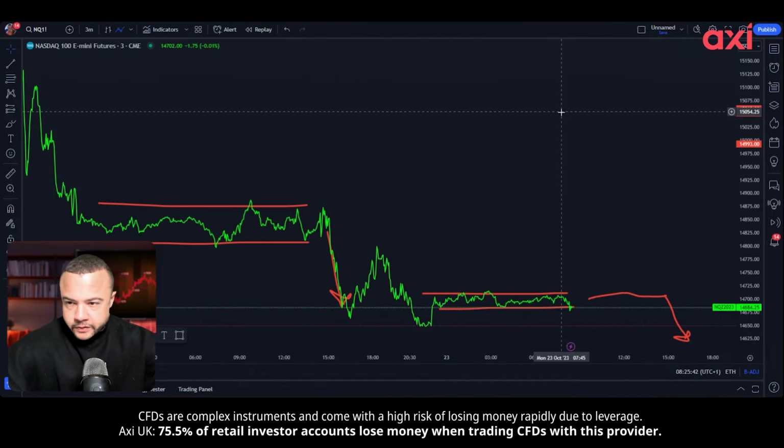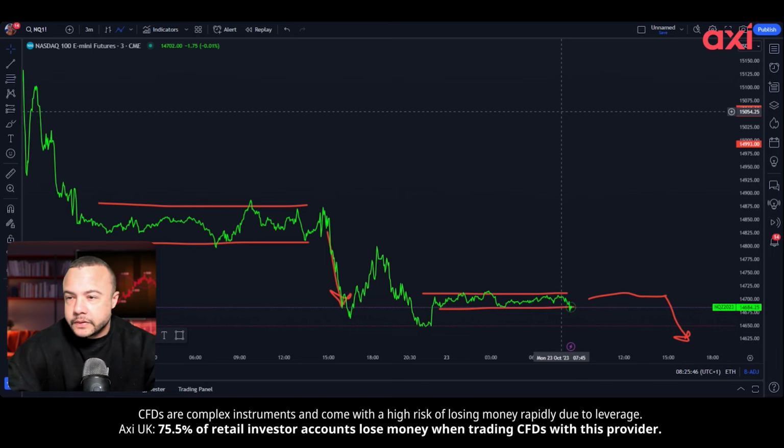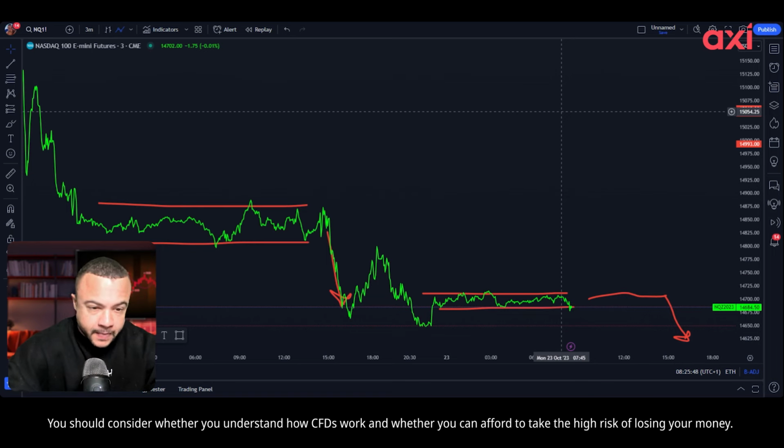Very briefly, want to mention equities price action at the moment. So this is NQ. This is Nasdaq E-mini futures.